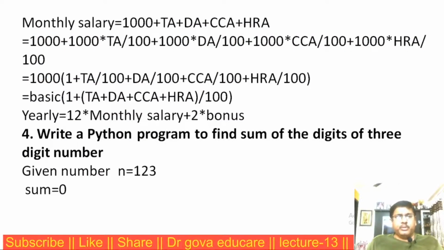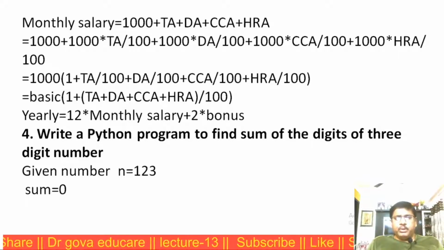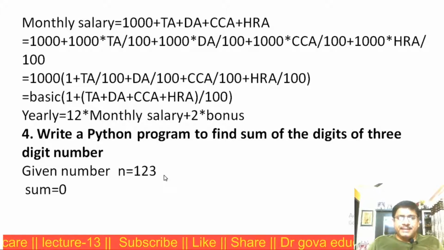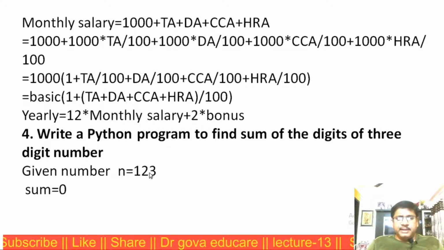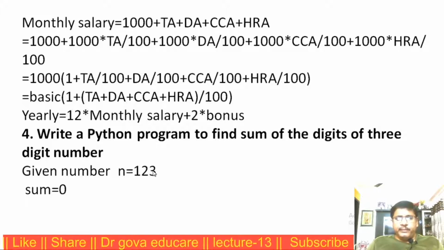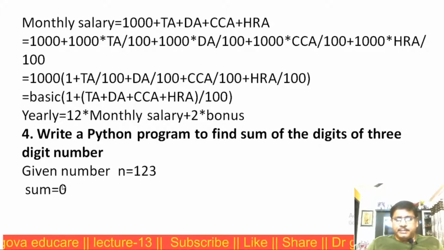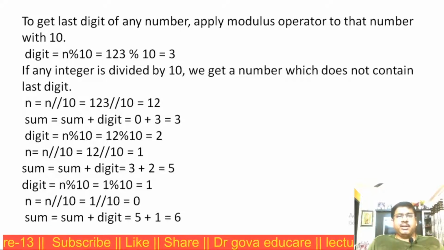Now the fourth program: write a Python program to find the sum of the digits of a 3-digit number. Assuming the 3-digit number n is equal to 123, we want to find the sum. Initially the sum is 0. Now I want to get the last digit.